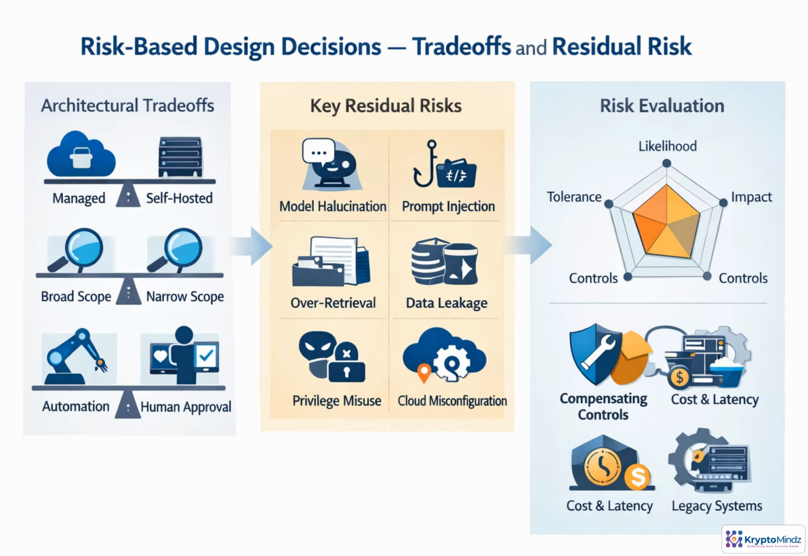Secure architecture is rarely about perfect control. It is about documented trade-offs. Choices like managed services, private endpoints, broad retrieval, narrow retrieval, automation, or human approval all change capability and risk. For threats such as hallucination, prompt injection, leakage, or privilege misuse, define likelihood, impact, control strength, detection, and business tolerance. If the ideal control is too costly, slow, or incompatible with legacy systems, add compensating controls and record the residual risk for explicit acceptance.